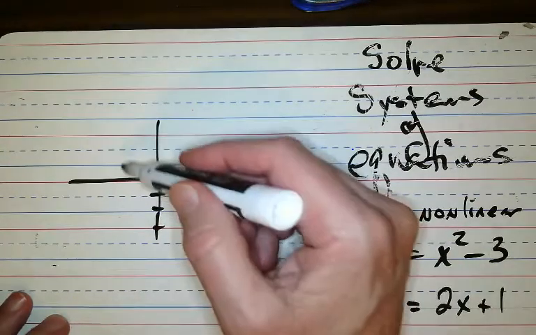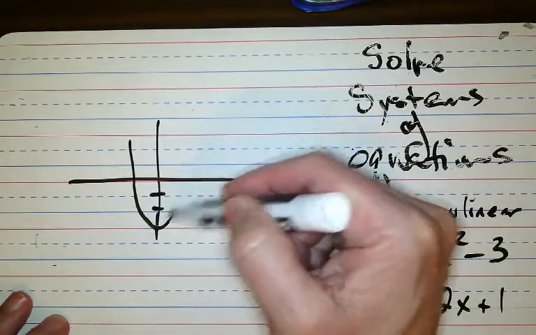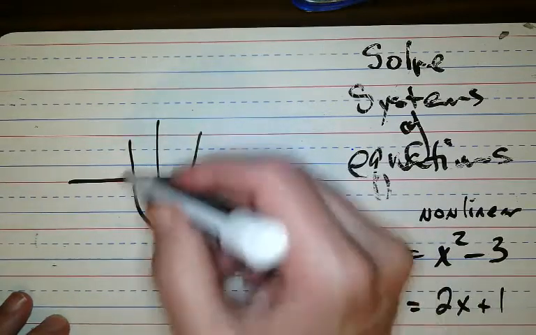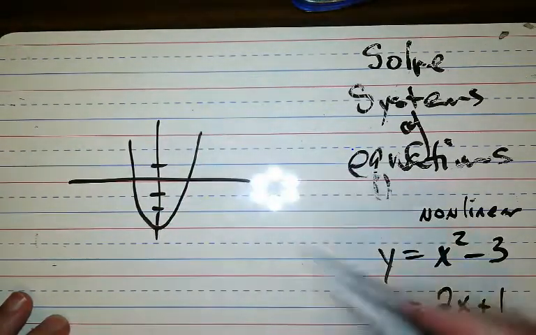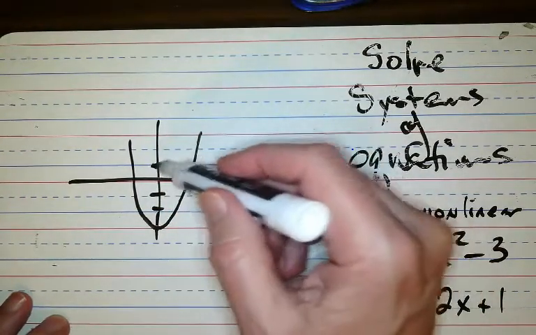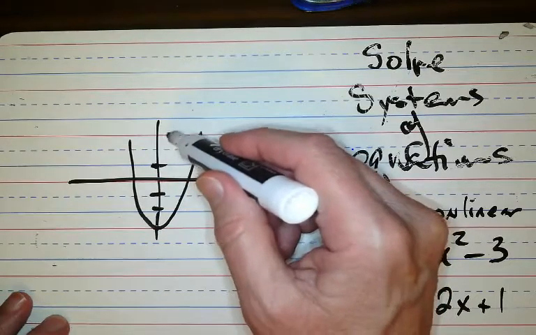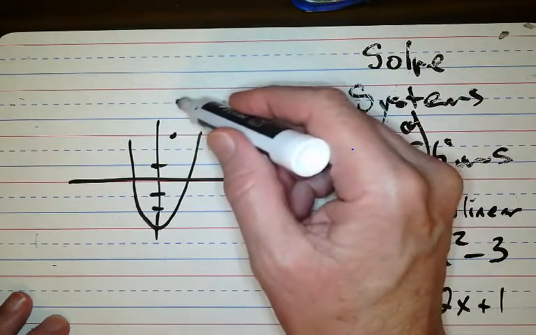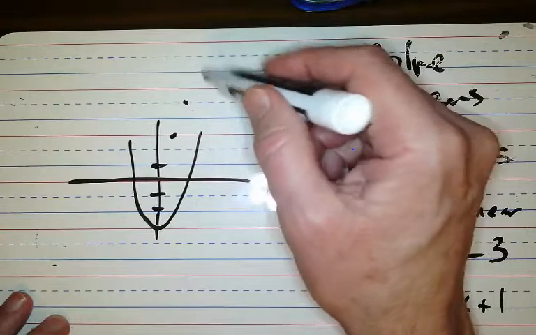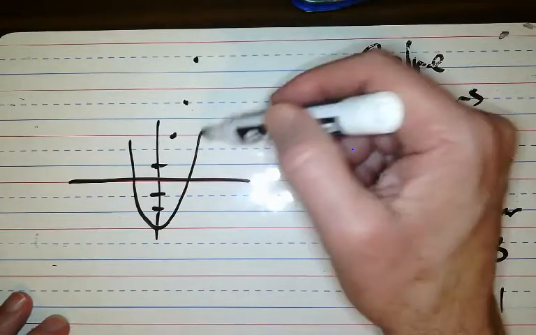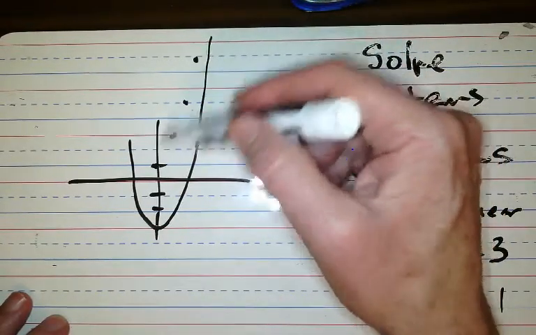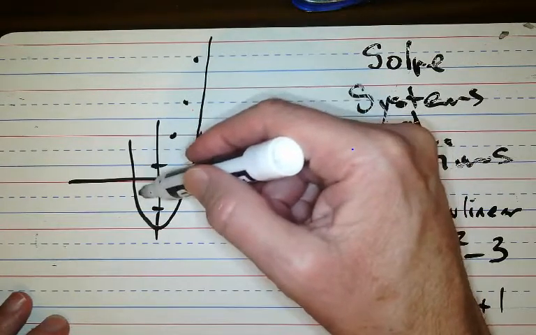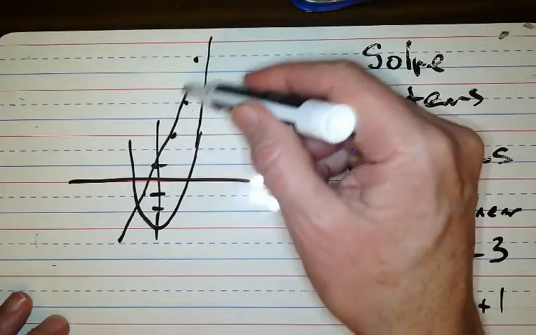Negative 3 means this parabola is down this way. 2x plus 1 means it crosses right there. Goes over 1 up 2. Over 1 up 2. Over 1 up 2. Wow. Where's it going to cross, huh? Over 1 down 2. It's going to look like that.